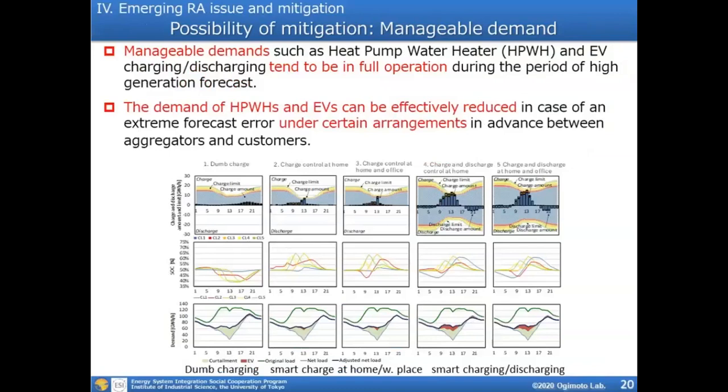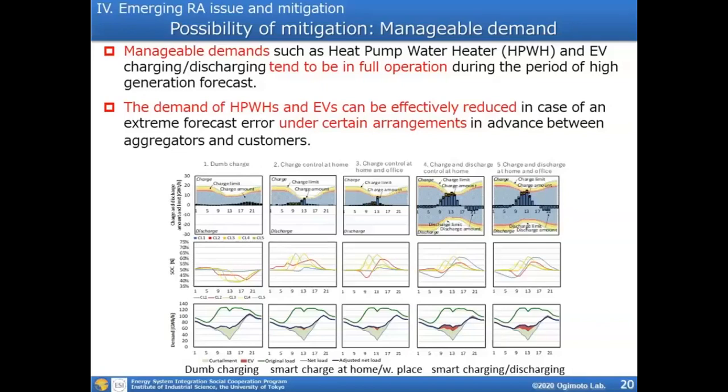However, we have some possibility of mitigation. Manageable demands, such as heat pump water heater and EV charging and discharging, tend to be in full operation during the period of high generation forecast. The demand of heat pump water heaters and EVs can be effectively reduced in case of an extreme forecast error under certain arrangement in advance between aggregators and customers.